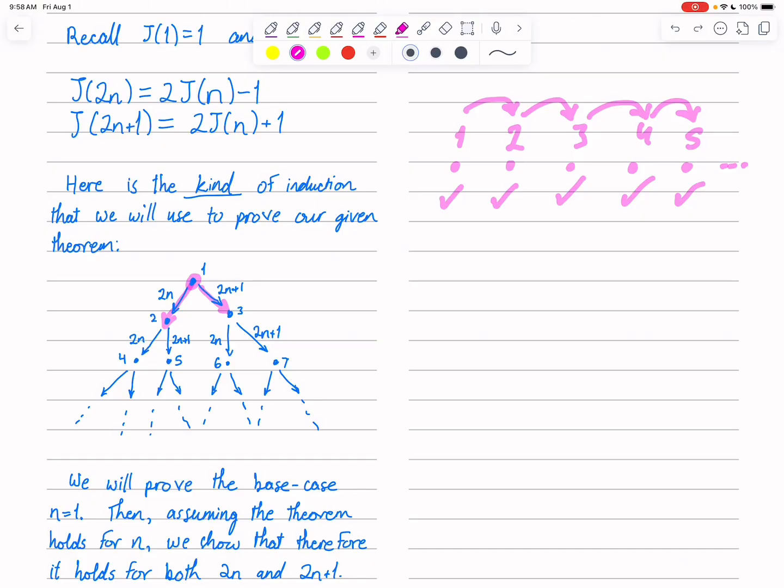And then from 2, we can get to 4 and 5. So again, using the conditional principle for times 2, we get to 4, and using the conditional principle for times 2 plus 1, we get to 5. And then using these same principles, but this time from 3, we get to 6 and 7, and so on. We can reach every possible number along this branching tree by following some sequence of either times 2 or times 2 plus 1. So that's going to be the nature of how we do the induction in this situation.